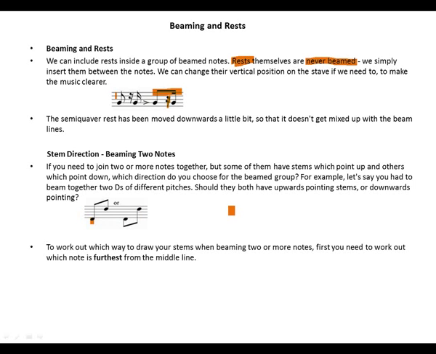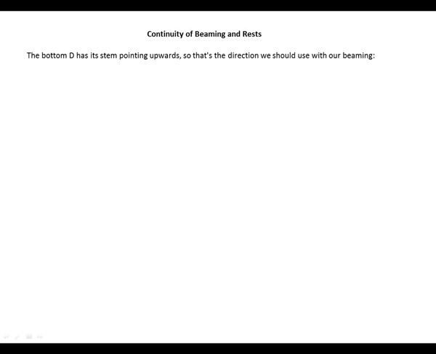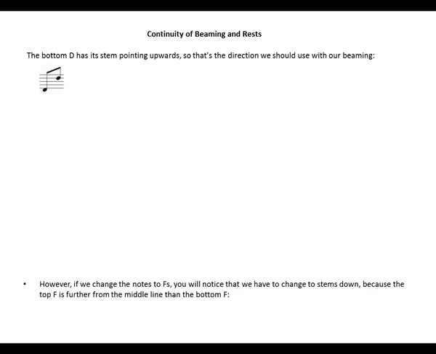To work out which way to draw your stems when beaming two or more notes, first you need to work out which note is furthest from the middle line. In our example above, the bottom D is further away from the middle line than the top D is. Use the direction of the note which is furthest from the middle line as your guide. The bottom D has its stem pointing upwards, so that's the direction we should use with our beaming. This is the correct one.